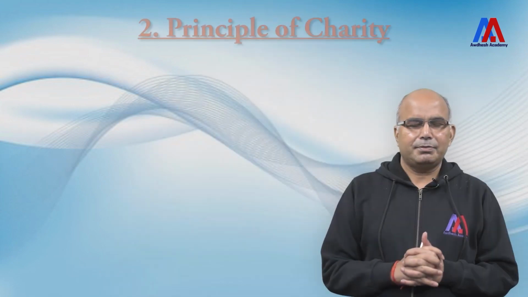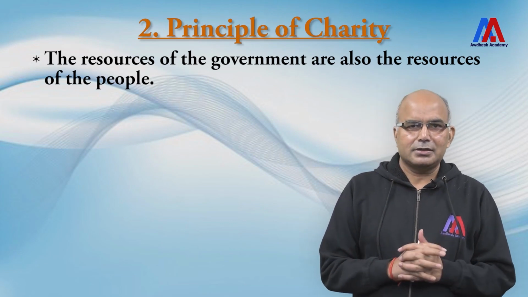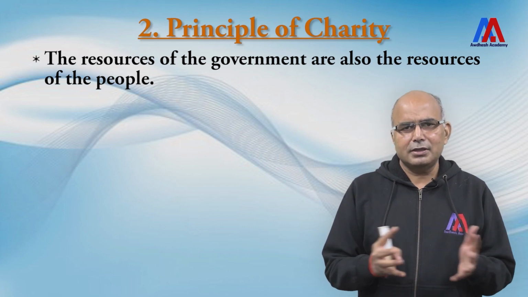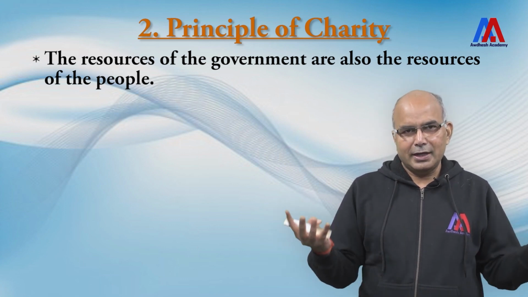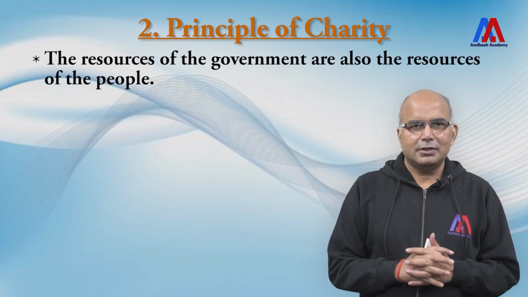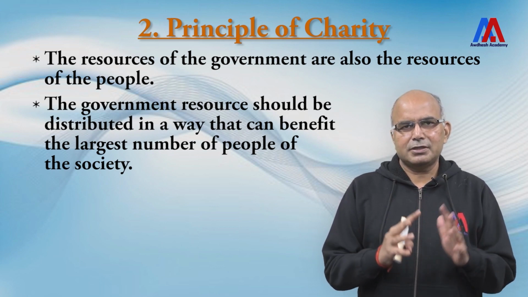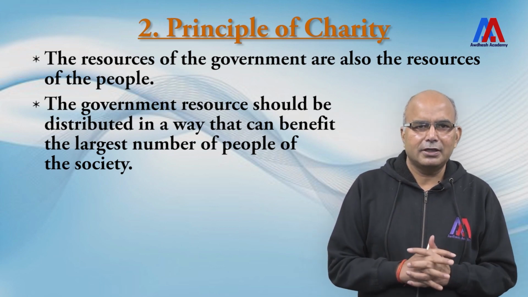The second important principle is called the principle of charity. The principle of charity means that the resources of the governments should be used in the best possible manner, because these are the resources of the people. Whatever taxes are available with the country, these are paid by the citizens only. So this must be distributed in a way that can benefit the largest number of people of the society. Whatever revenues and resources are there with the government, they must be used and distributed in such a way that the largest number of people are benefited from that.